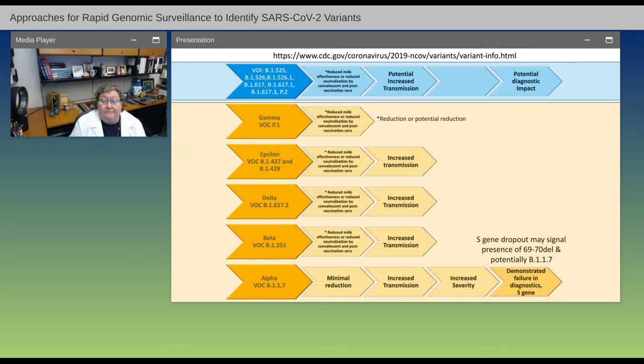And only the Alpha, the B.1.1.7, originating in the UK, has a gene dropout that will cause a failure of some of the targets, but it doesn't cause failure in all of the targets. So it's not considered an assay that has to be discarded. It can still be used because there are 3 targets in some of the assays that use this particular target.